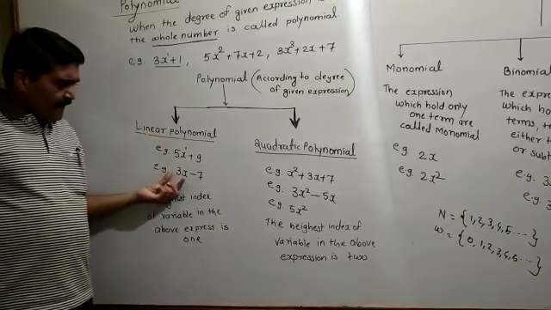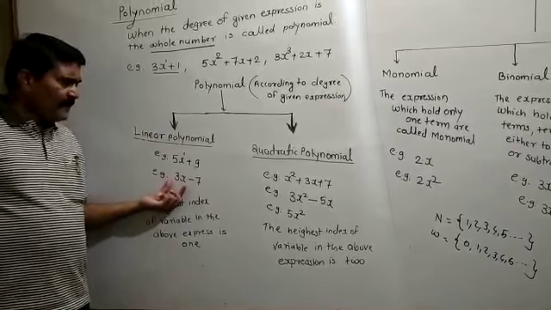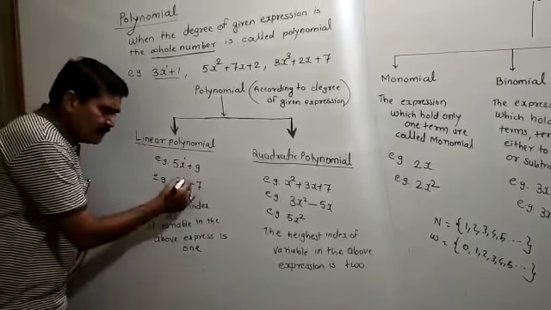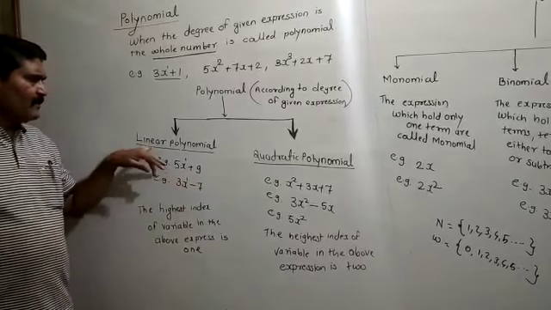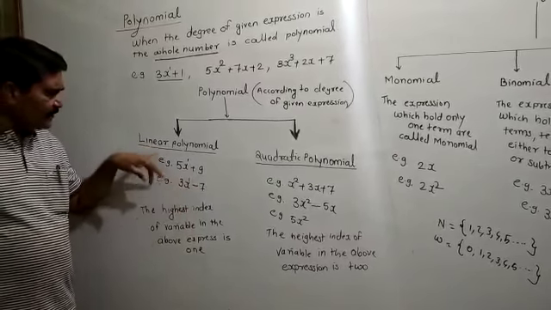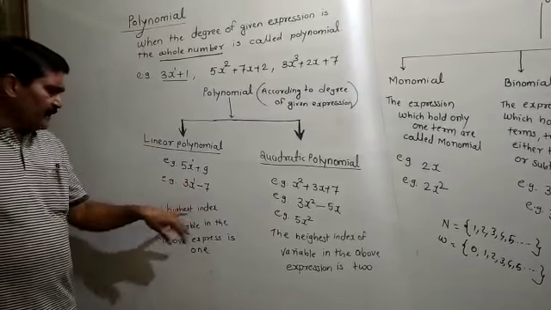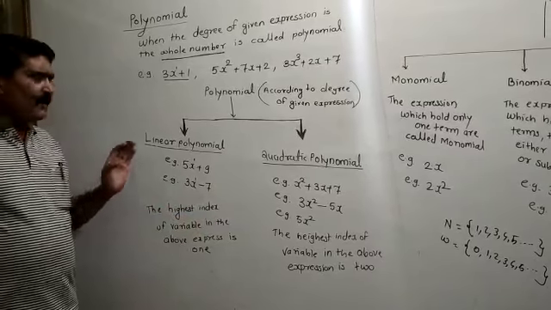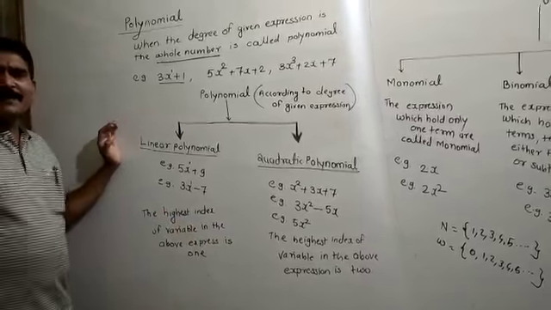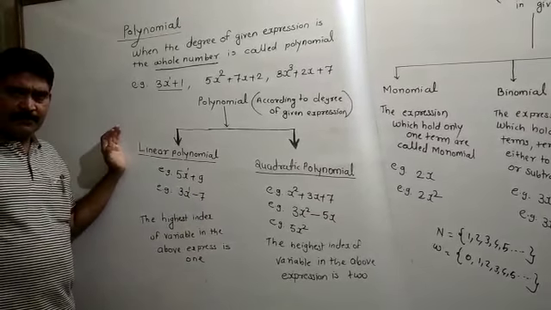Then according to the degree of the polynomial, you have to test whether this is the linear polynomial or not. The highest index of the variable is 1. The degree of this polynomial is 1. So you have to say that both the expressions are called linear polynomials. The highest index of the variable in the above expressions is 1, so these polynomials are called the linear polynomials.